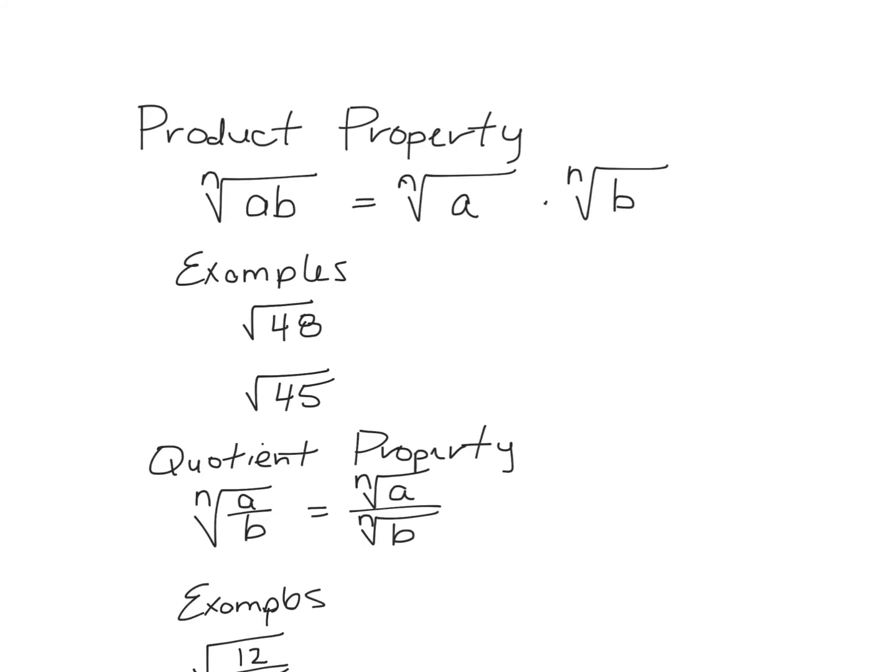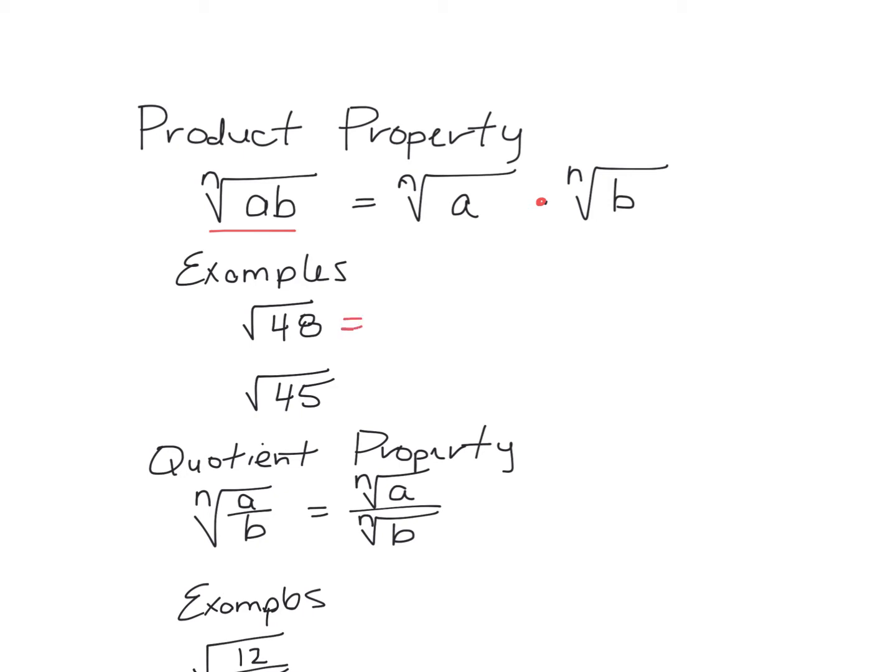Today we're just going to review some of the operations with radicals and then expand a little bit with addition and subtraction. But on Friday we talked about the product property, which is when you have the nth root of AB, you can break that up into the nth root of A times the nth root of B. What this allows us to do is simplify expressions.